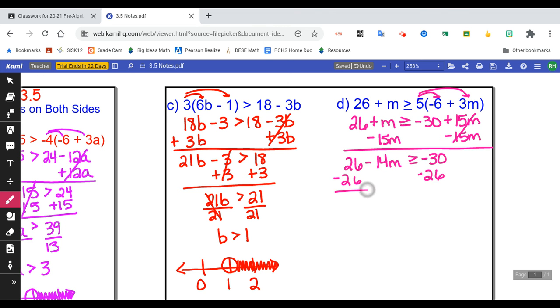Subtract 26 from both sides. Negative 14m is greater than or equal to negative 56. Divide by negative 14. And I just divided by a negative.